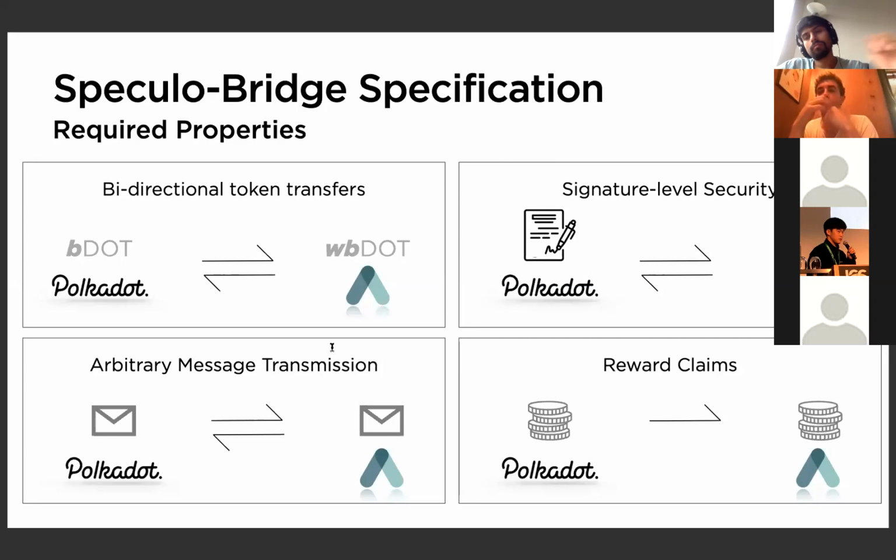So if we have signature level security, that means relayers cannot forge signatures and cause fake transactions on the destination chain. Because if that happens, then the money market could break. So signature level security is just that you don't want to trust the relayers, which is a default assumption of IBC anyway. And arbitrary message transmission is, okay.